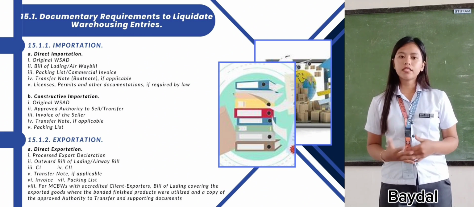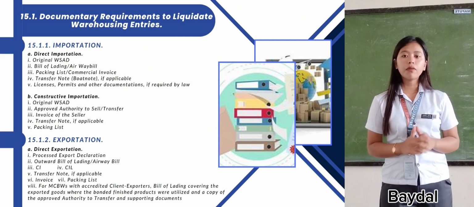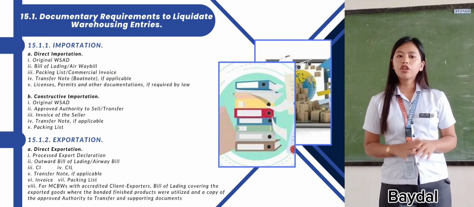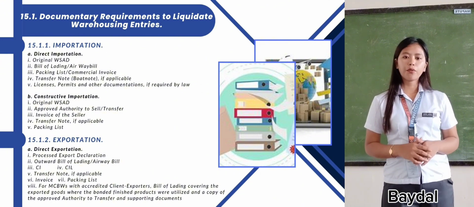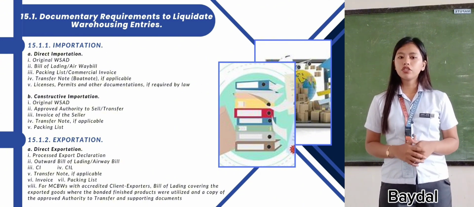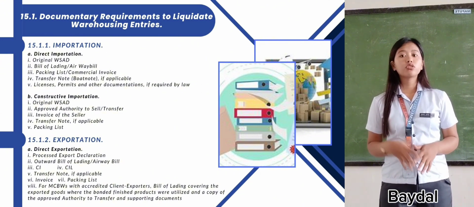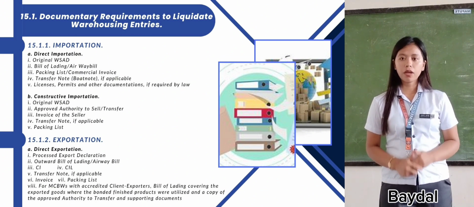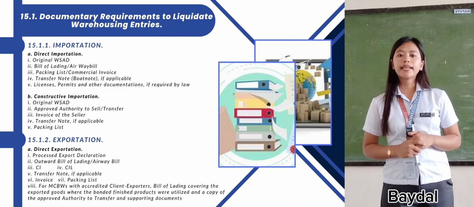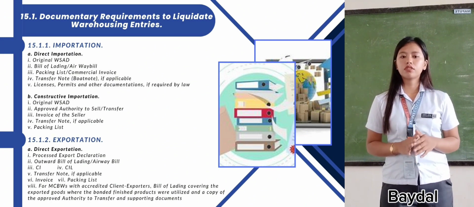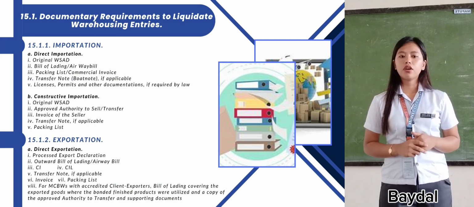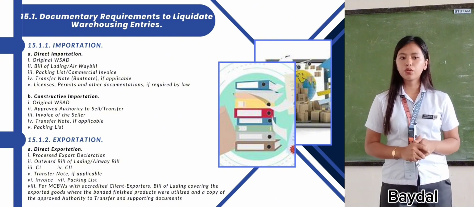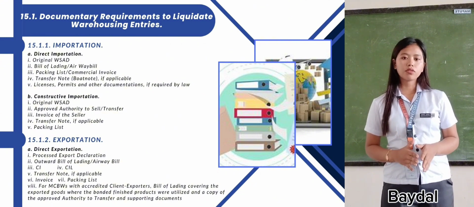So it is the process of transferring goods from one part of the bonded warehouse to another without bringing them from a foreign country. So the required documents for constructive importations include the original WSAD, similar to direct importation but for constructive importation. Secondly is the approved authority to sell or transfer. This is the authorization to transfer goods within the bonded warehouse.